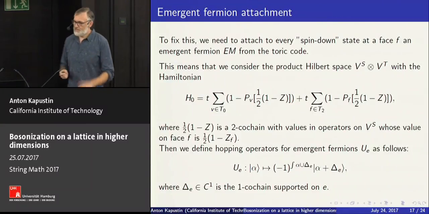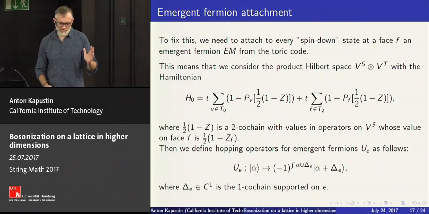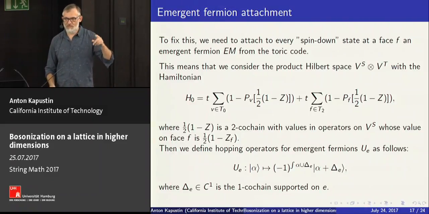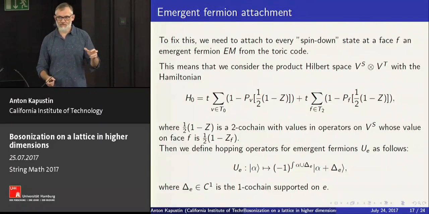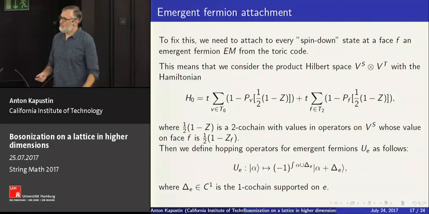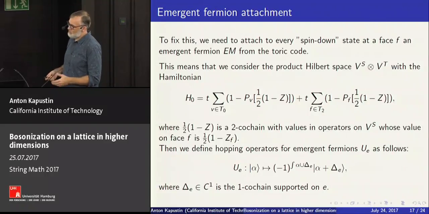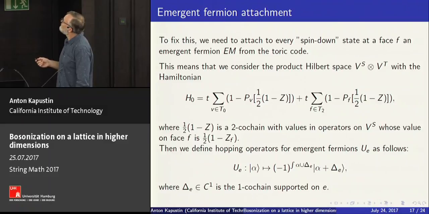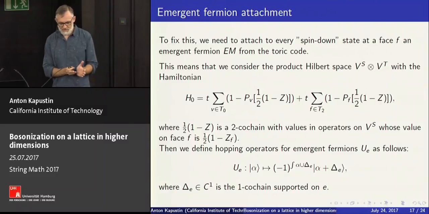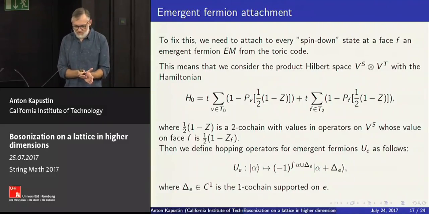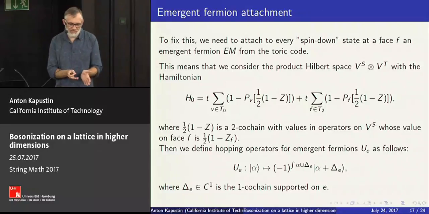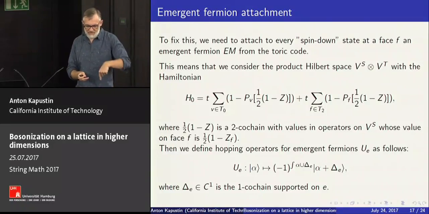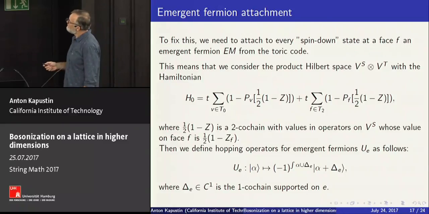Okay, so how do I fix that? Well, I clearly want to identify this operator Z, the spin-up, spin-down operator in the bosonic picture, with the (-1)^F on a particular face in the fermionic picture. But you see the relations, for these hopping operators, there are some differences. What I'm supposed to do is attach to every spin-down state also an emergent fermion from the toric code. So the idea is to start with spins, and if I want to get something similar to a fermion out of this, I should attach to each spin-down guy an emergent fermion from the toric code. So how do I do that?